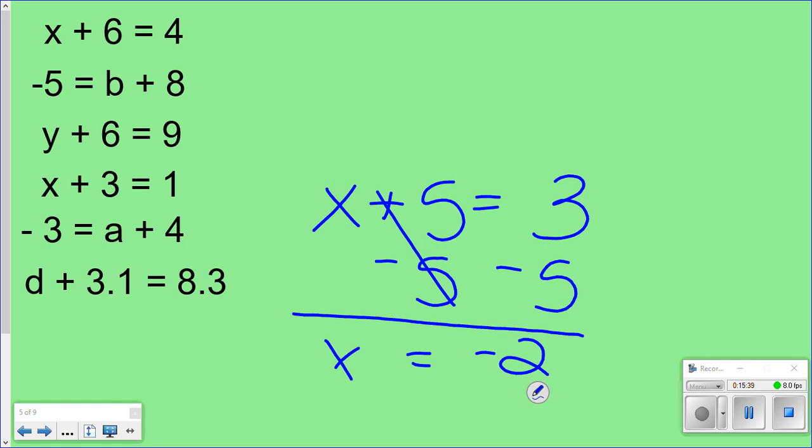Because you can't just change the order here. You have to do it in the order they give you. So if it's 3 minus 5, well, you know it's going to be negative 2. Sometimes it's easier to write it like this, maybe easier to see. So you don't do keep change.